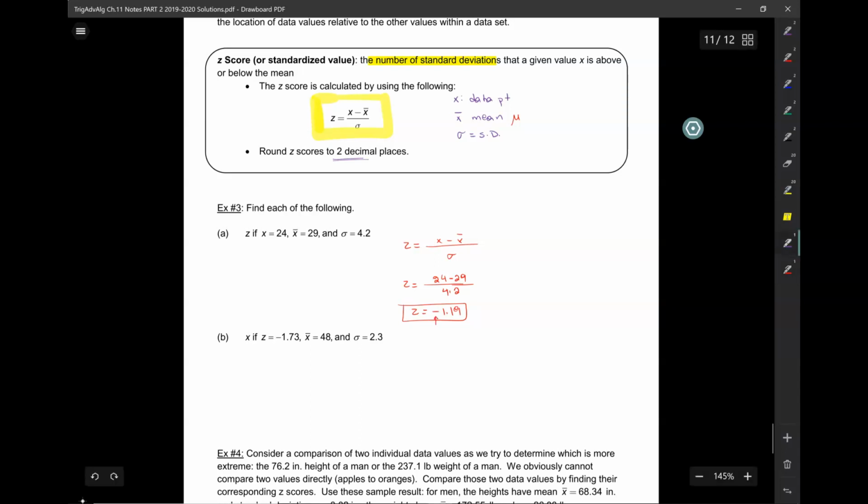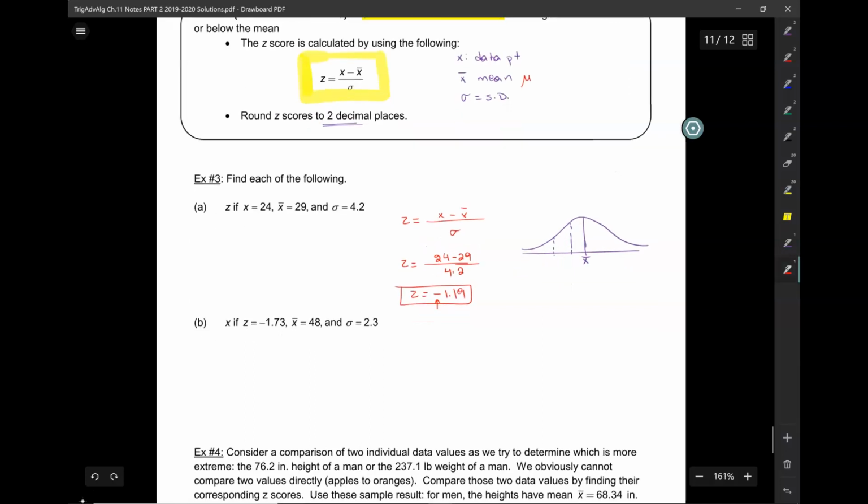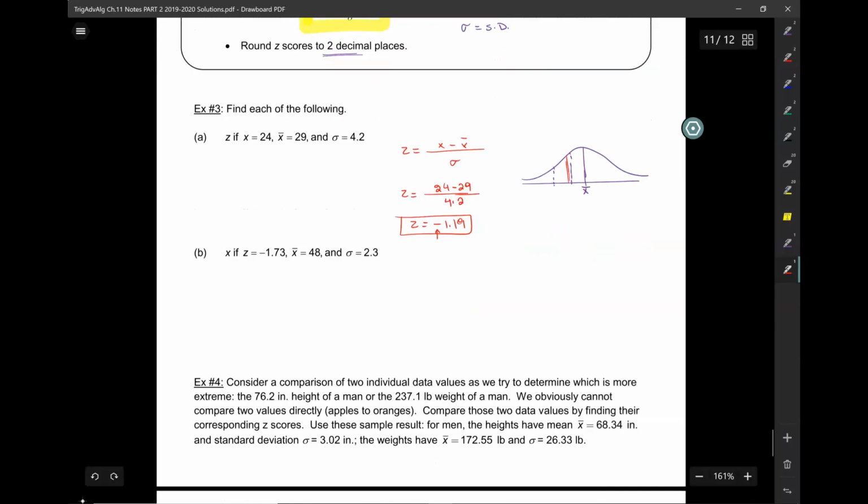What does that mean? That means if I have my normal distribution and this is the mean, this data point falls 1.19 standard deviations to the left. So if this is 1 standard deviation and this is 2 standard deviations, this data point falls 1.19 to the left. So it's somewhere over here. So that negative makes a huge difference.